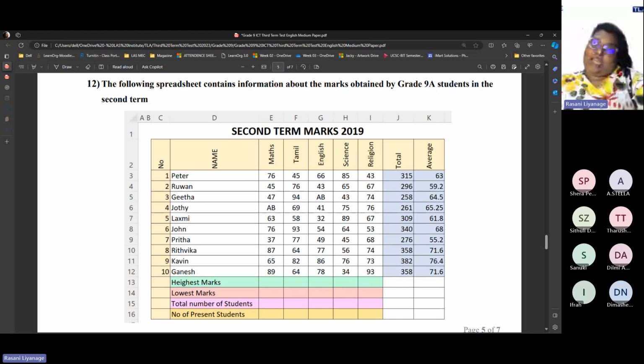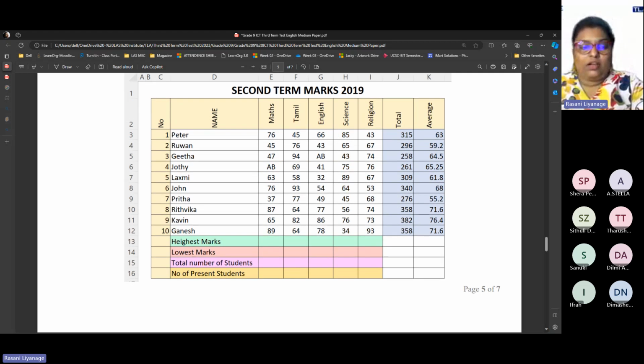Now instead of that, now we have the automated solution, but let's see. The total, the average, the highest marks. Highest has an extra letter E in it, the spelling is wrong. It is not HEI, it is HI. Then lowest mark, total number of students and number of present students. Let's see how to get them.